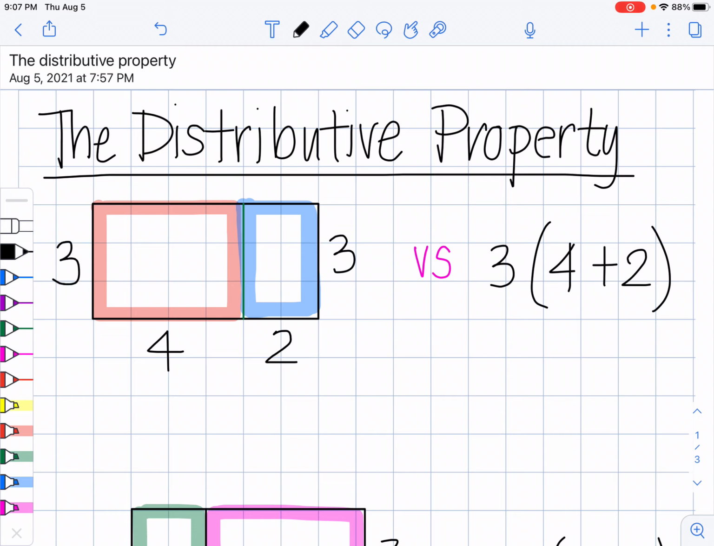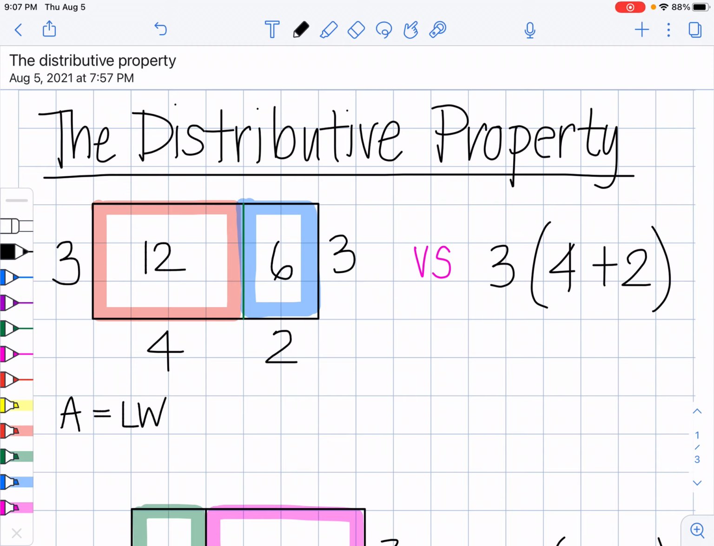And I want to find the area of this, so I'm going to multiply these together. 3 times 4, because remember, area of a rectangle is equal to length times width. So I'm going to multiply them together. 3 times 4 gives me 12. And I'm going to multiply together the area of this blue rectangle. So this blue rectangle is 2 by 3, and 2 times 3 is equal to 6.